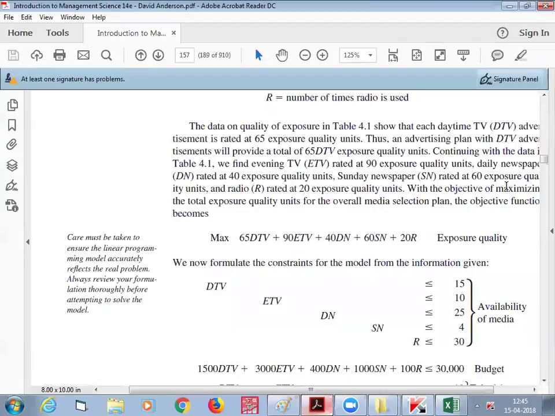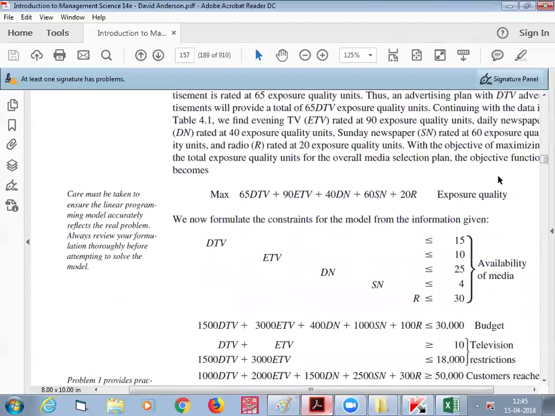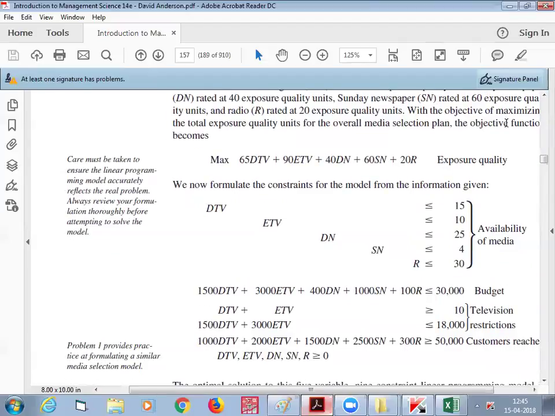Now, what about the constraints? First thing is availability. As we were told, there's limited availability in the media, so DTV should be less than or equal to 15, ETV less than or equal to 10, DN less than or equal to 25, SN less than or equal to 4, and R less than or equal to 30. Next is our budget. The budget was 30,000. Oh, I didn't read that.